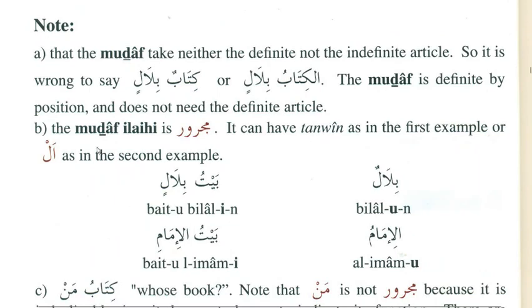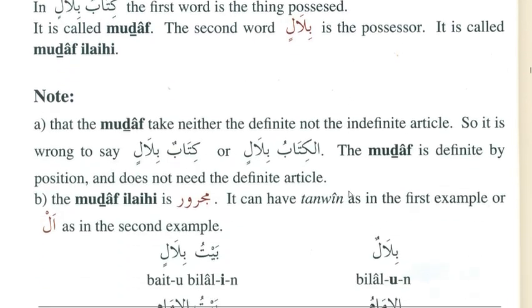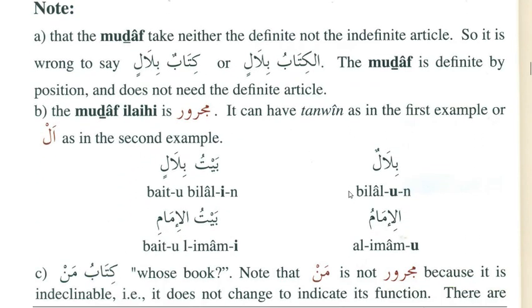Then the second thing, the mudaf ilayh is always majroor. In the previous lesson, you learned that when any singular ism has kasra with it, it is called majroor. So mudaf ilayh will always be majroor, like Bilalin, al-Imami. So you see, mudaf ilayh is always majroor. Bilalun, here it is a simple noun, but when it becomes mudaf ilayh, it becomes Bilalin. So previously you learned that harf jar makes the ism majroor. Here you have learned that when an ism becomes mudaf ilayh, it becomes majroor.